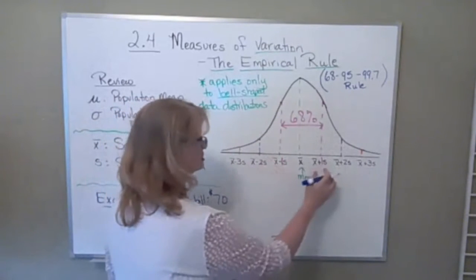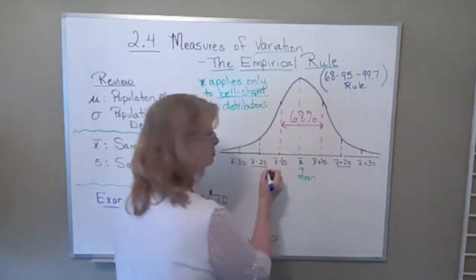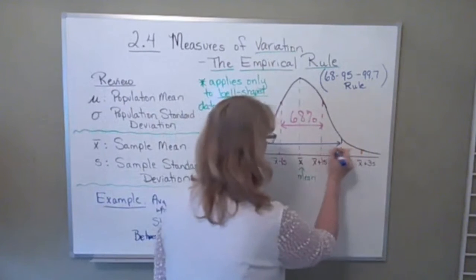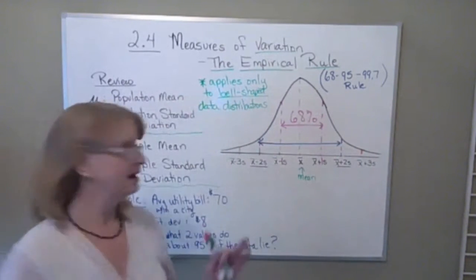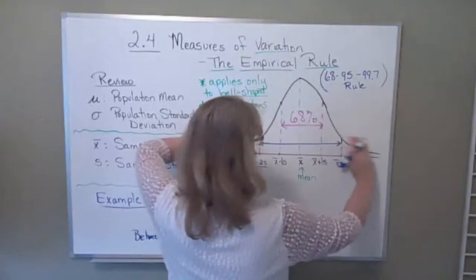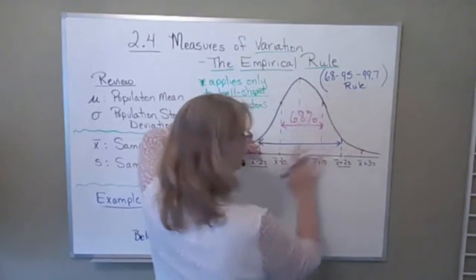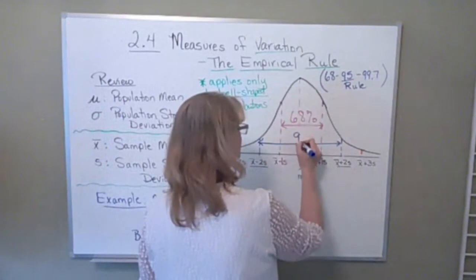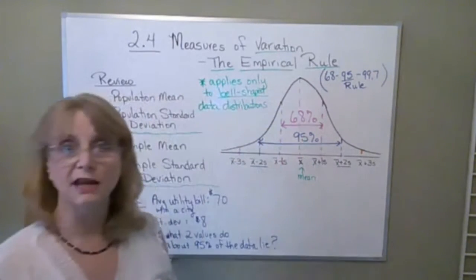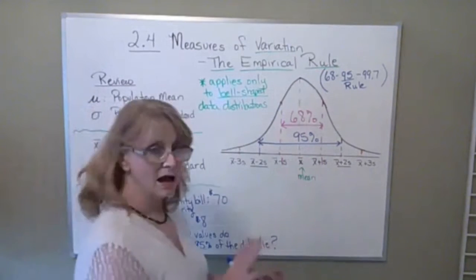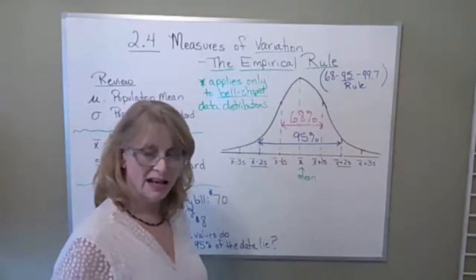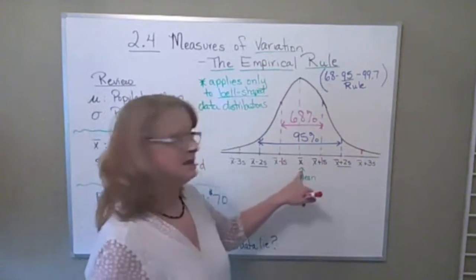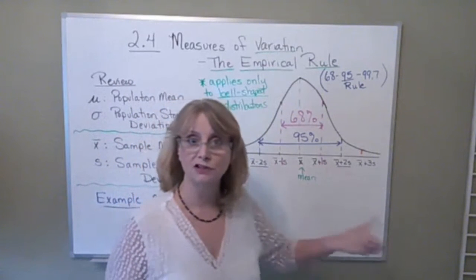If we go 2 standard deviations to the right and 2 standard deviations to the left, and I draw an arrow all the way across, notice that if you included all of that, just cutting off those 2 tails, that would be a really big chunk of the bell. In fact, 95% of the data values will be within 2 standard deviations of the mean. If it's a bell-shaped distribution, 95% of them, which is a lot, will be somewhere between the mean minus 2 standard deviations and the mean plus 2 standard deviations.